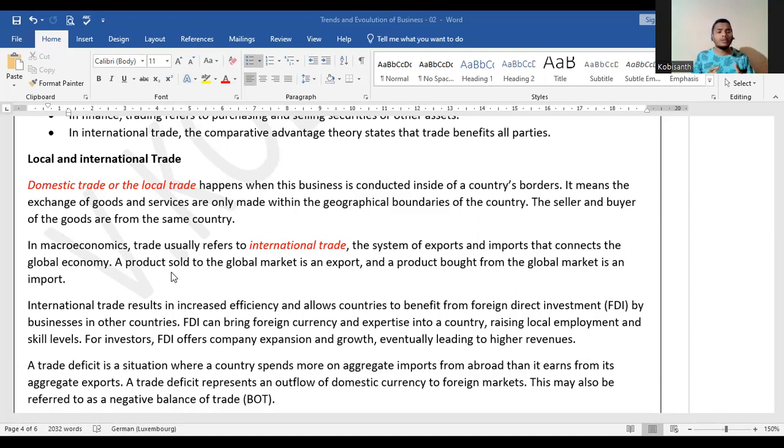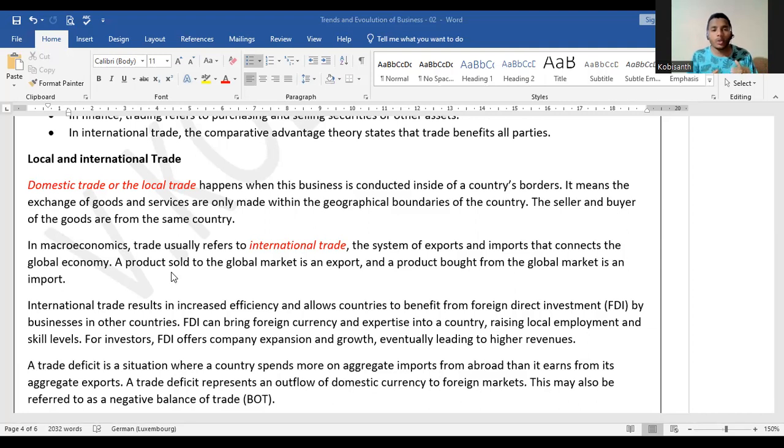But in macroeconomics, I believe you know what macroeconomics is. You would have learned in economics. Microeconomics is talking about individual units, such as an individual person, families, a company, an organization, an industry: micro level economics. Macroeconomics is talking on a grand scale, talking collectively about organizations, about societies, about a country. So that's macroeconomics. Trade usually refers to international trade, or foreign trade, the system of exports and imports that connects the global economy.